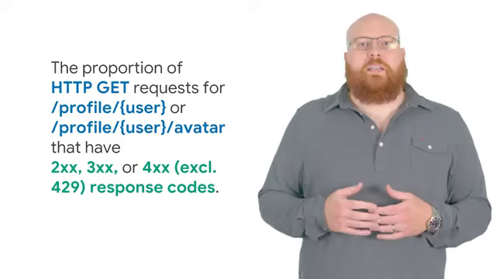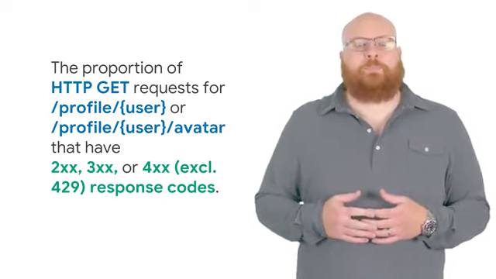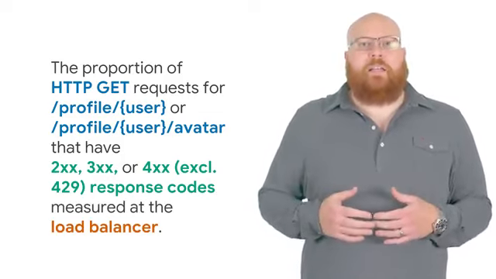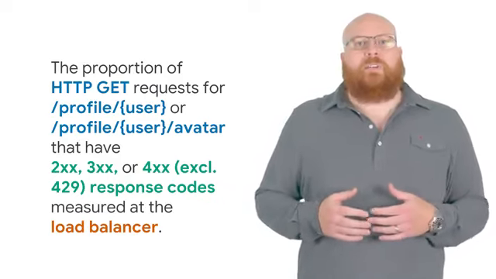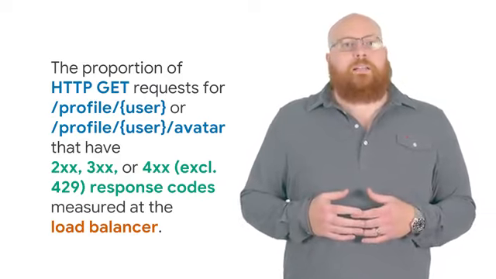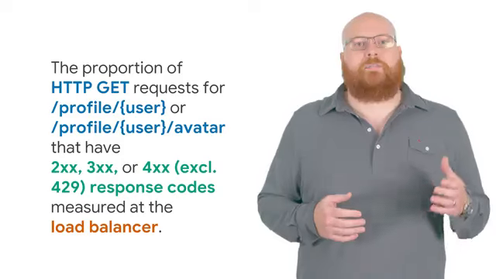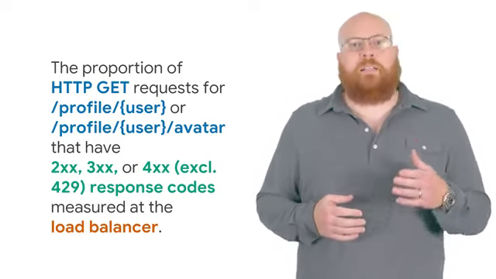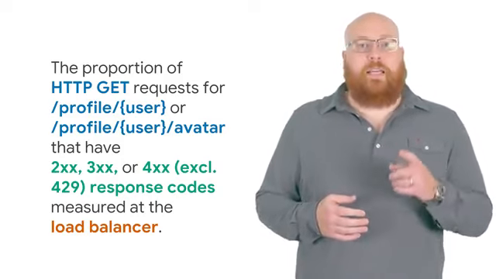The last question to answer is where exactly we'll record these response codes and measure the SLI. Since our load balancers have visibility over all of our incoming requests, and they are already recording metrics of HTTP response codes, we can graph our SLI at once if we use this data. This gives us our final SLI implementation. The proportion of HTTP GET requests for /profile/user or /profile/user/avatar that have 200, 300, or 400 response codes measured at the load balancer.